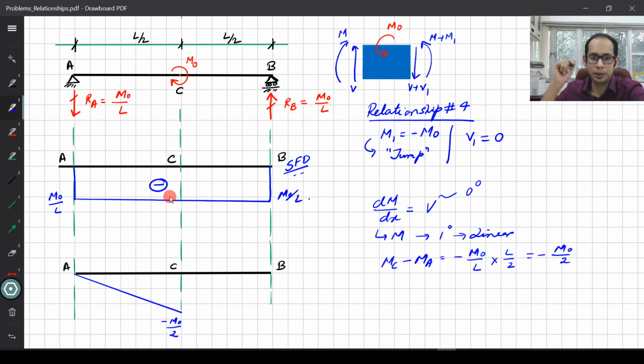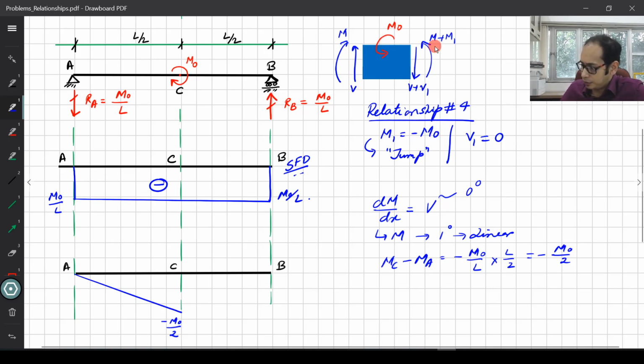Now what happens at the point C? At the point C, I have a concentrated moment, a local moment, clockwise M naught. And what did we see from this relationship over here? Whatever the moment was, it changed to M plus M1, where M1 came out to be minus M naught, but that was for a counterclockwise applied moment. So let's follow a similar rule.